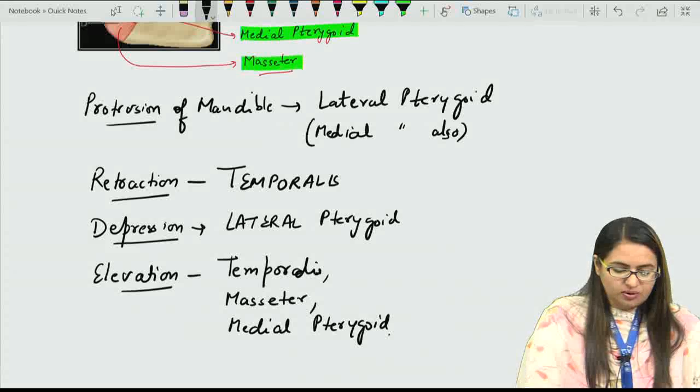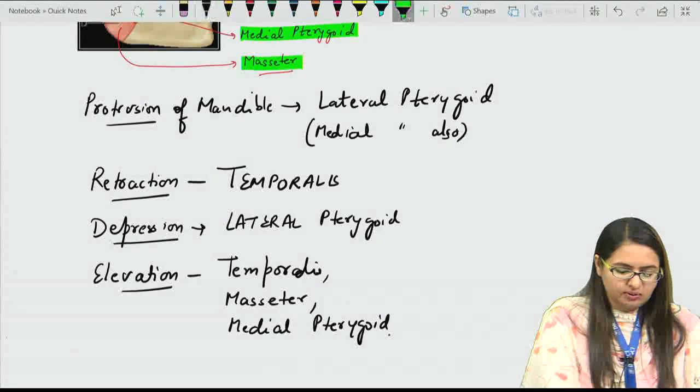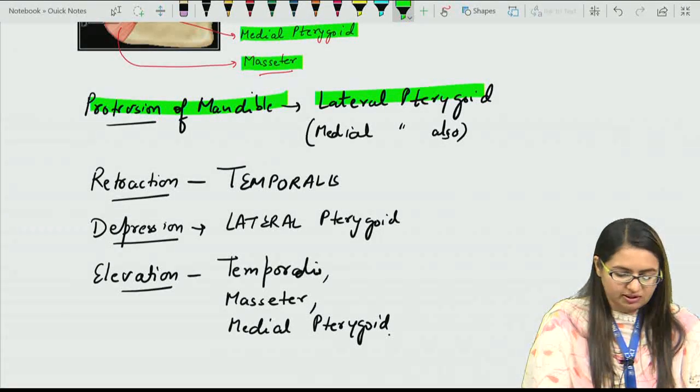So these are the muscles which are causing the various movements at the temporomandibular joint, and in this the lateral pterygoid is the one which is helping in the protrusion of the mandible. So the answer is lateral pterygoid.